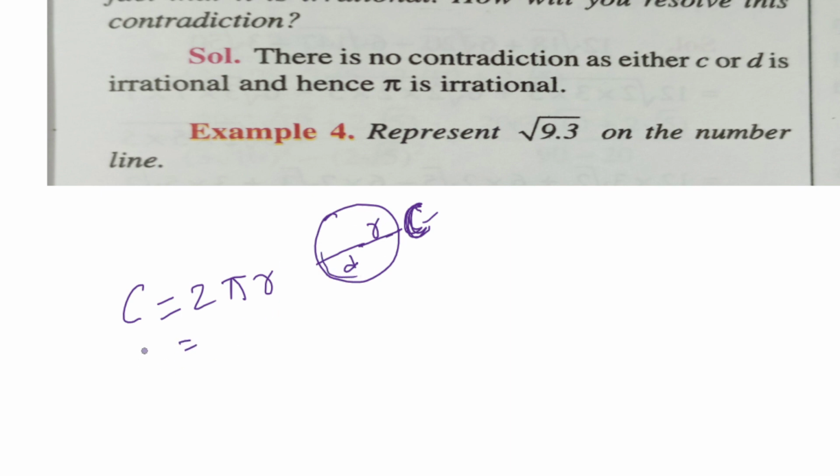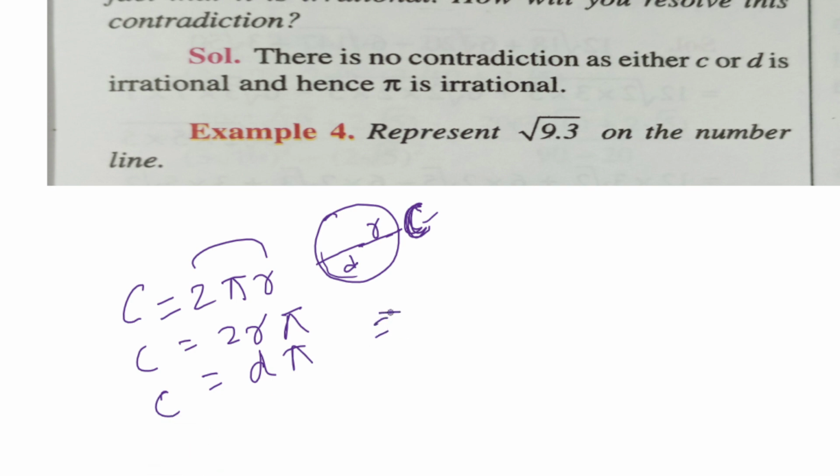Or I can write C equals 2r pi. So that gives me 2r is D, and then pi. C equals to, D by, or C by D.